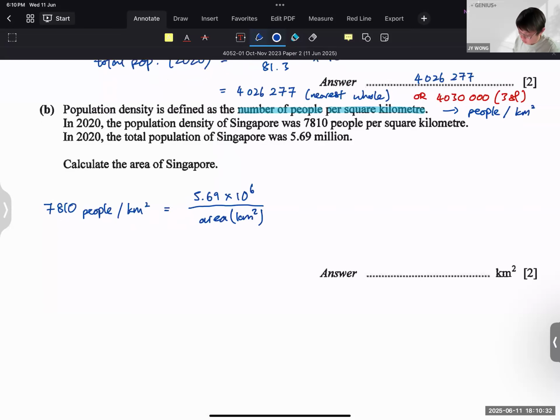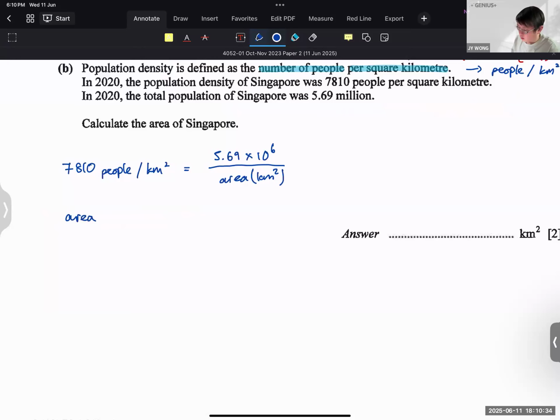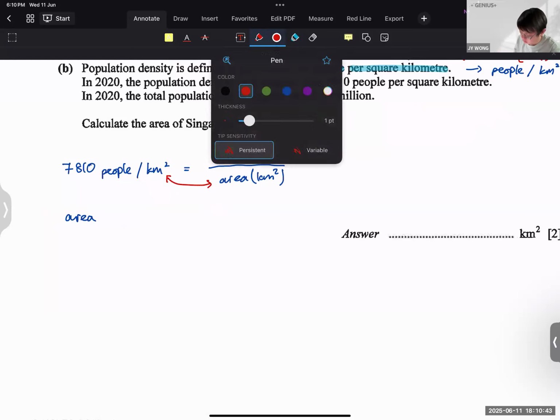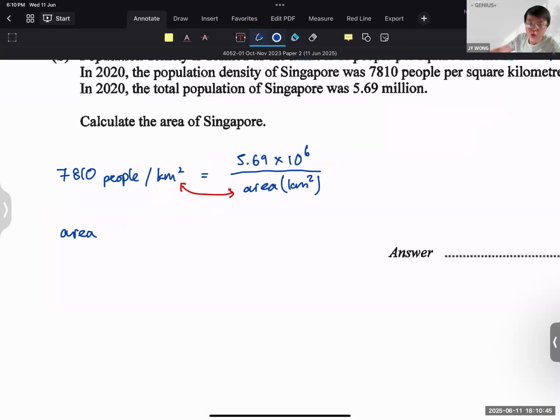Right? And therefore, to find area, I've already taught you previously, if you are finding it like this, you can just directly swap the number to the denominator. Right? If not, you can go and multiply it out.